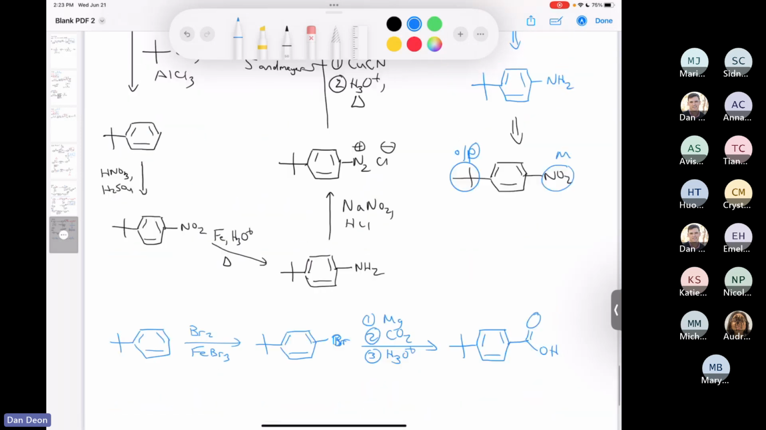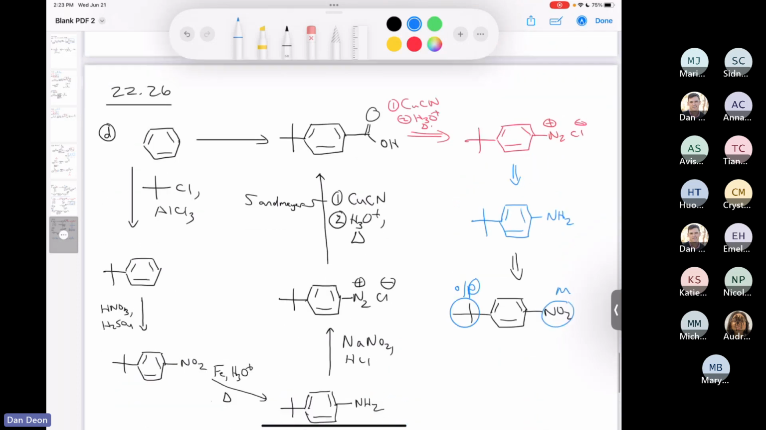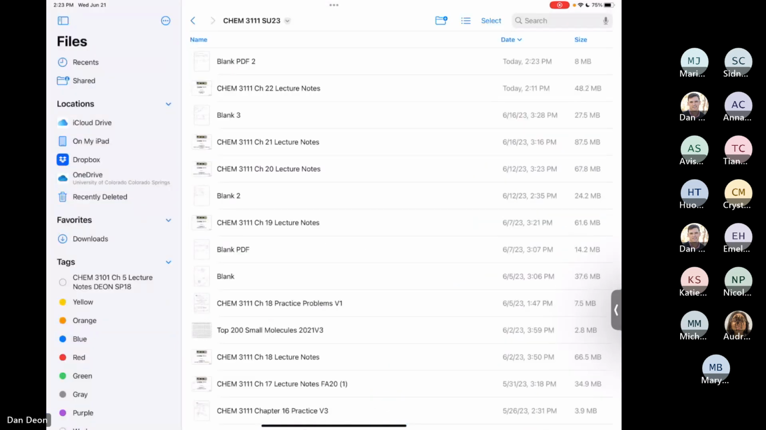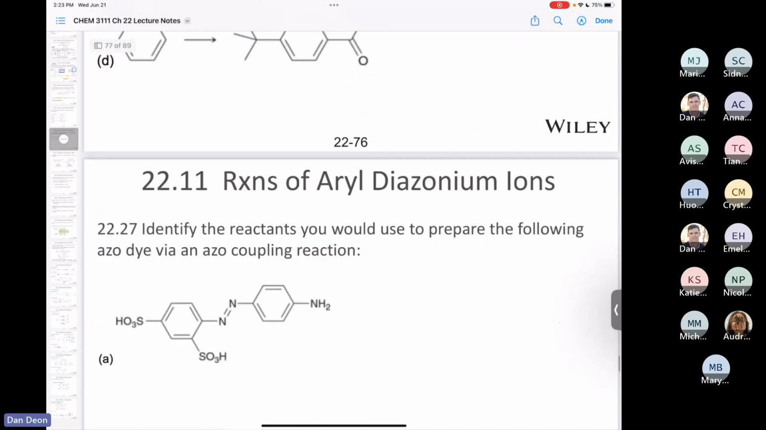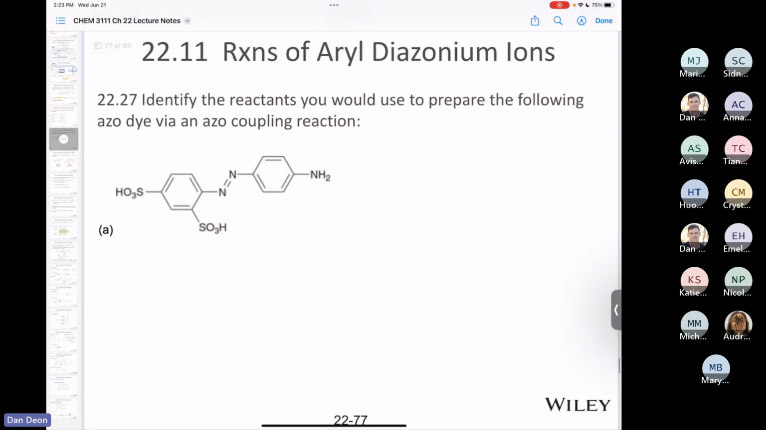Let's try question 22.27, so just bear with me as I go back to the slides here. And of course, it's way down at the bottom. Let's see, I think it's up here somewhere. Where is it? This question here, 22.27.